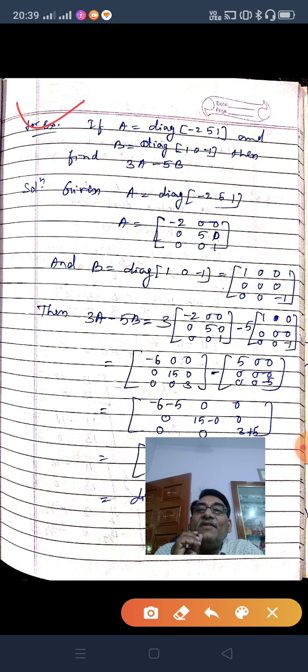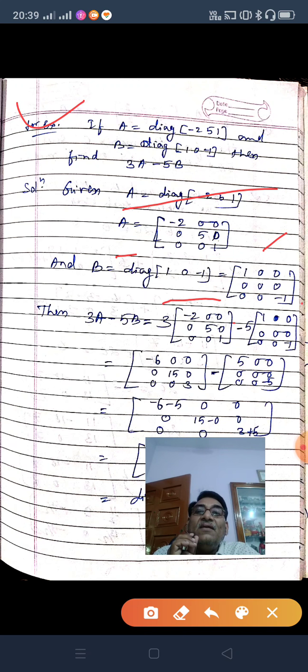Solution. Here, given A is equal to diagonal minus 2, 5, 1. It can be written in matrix form: A is equal to minus 2, 0, 0, 0, 5, 0, and 0, 0, 1. And B is a diagonal 1, 0, minus 1. It can be written in matrix form as 1, 0, 0, 0, 0, 0, and 0, 0, minus 1.